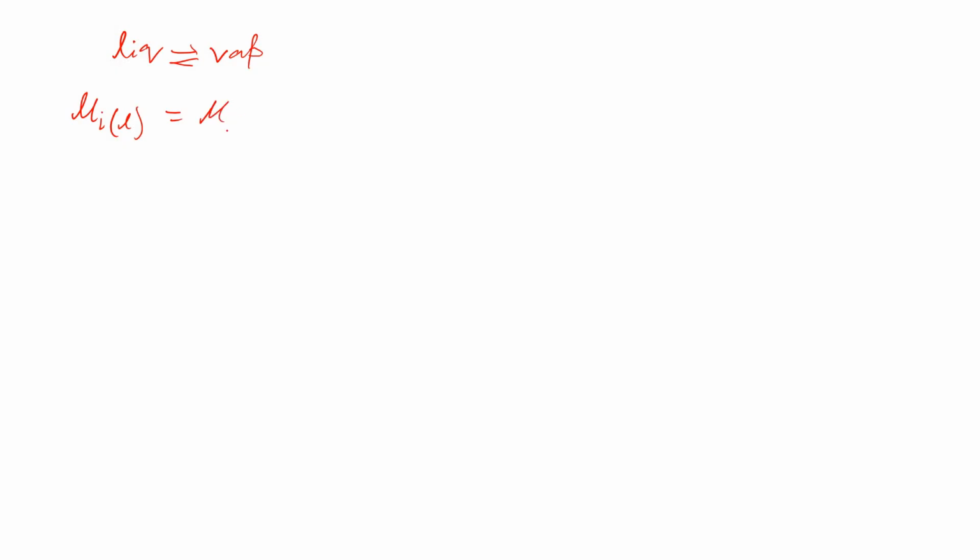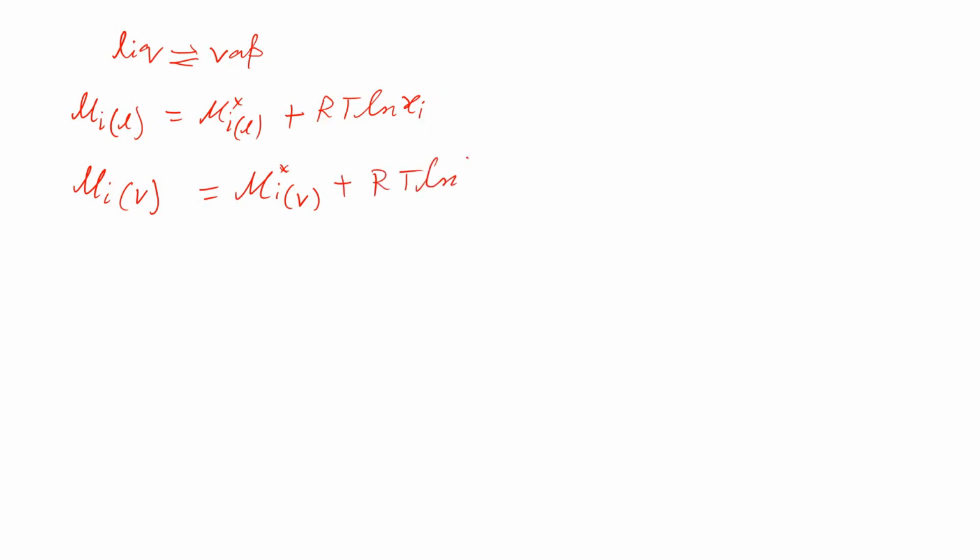Now the chemical potential of any component, say the ith component, in the liquid phase is equal to, we know the equation, the chemical potential in the standard state plus RT ln Xi, where Xi is the mole fraction of that component in the solution. Similarly, the chemical potential in the vapor phase is equal to the chemical potential of the component in the vapor phase in the standard condition plus RT ln of the partial vapor pressure of that component.